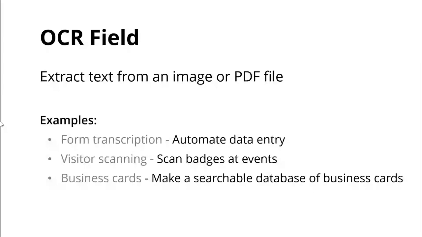With the OCR field, you can extract text from an image or a PDF file. That can be done, for example, in instances like form transcription, where you can automate the data entry process. If a visitor is visiting and you want to scan the badges at an event, that can also be done with the OCR field. And with business cards, you can make a searchable database of business cards.